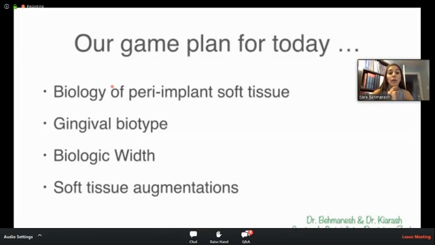So let's talk about the biology of peri-implant soft tissue because it's kind of different from peridental or periodontal soft tissue. The gingival biotype plays an important role in implants. The biologic width is different around the implants, and we're going to talk about some soft tissue augmentation techniques around the implants.